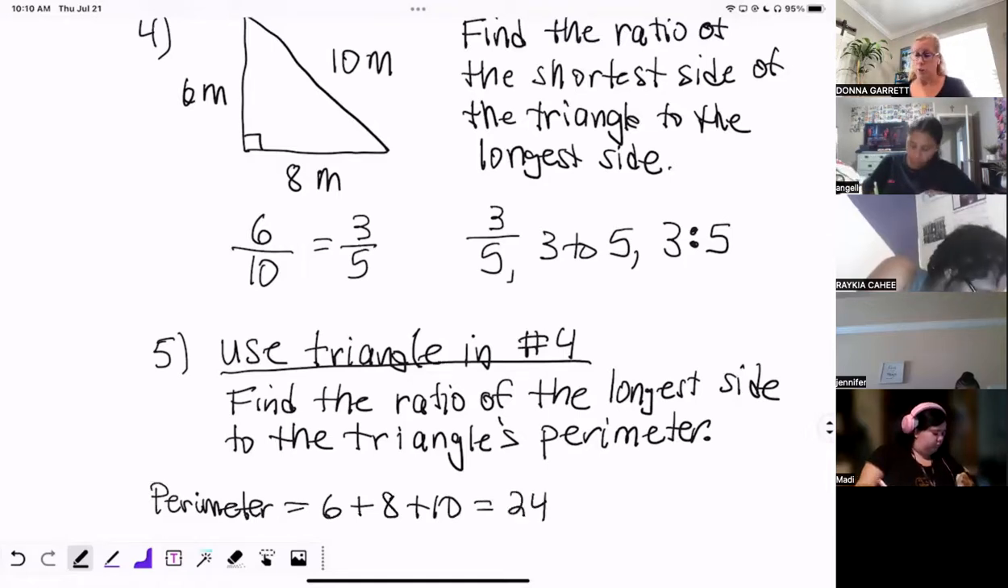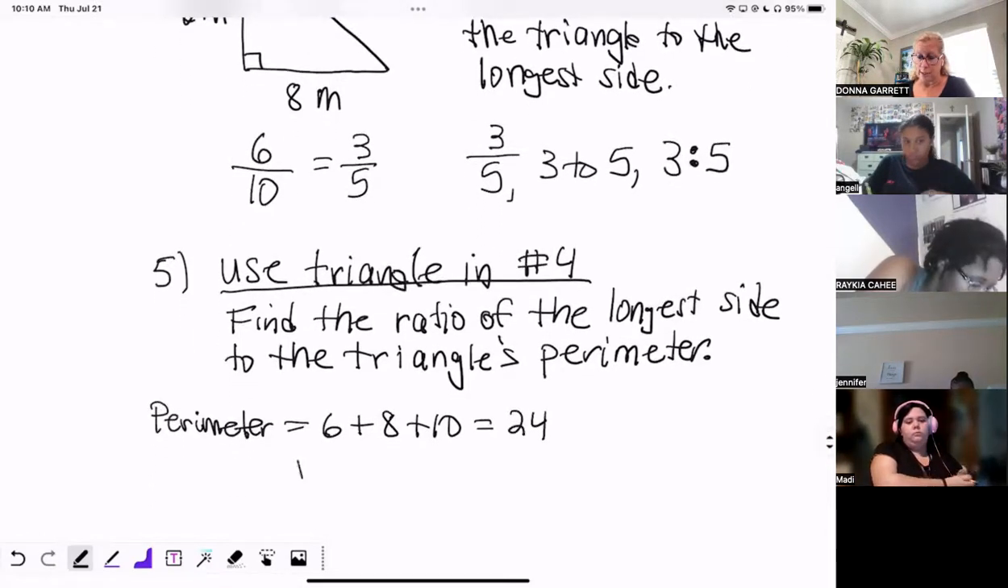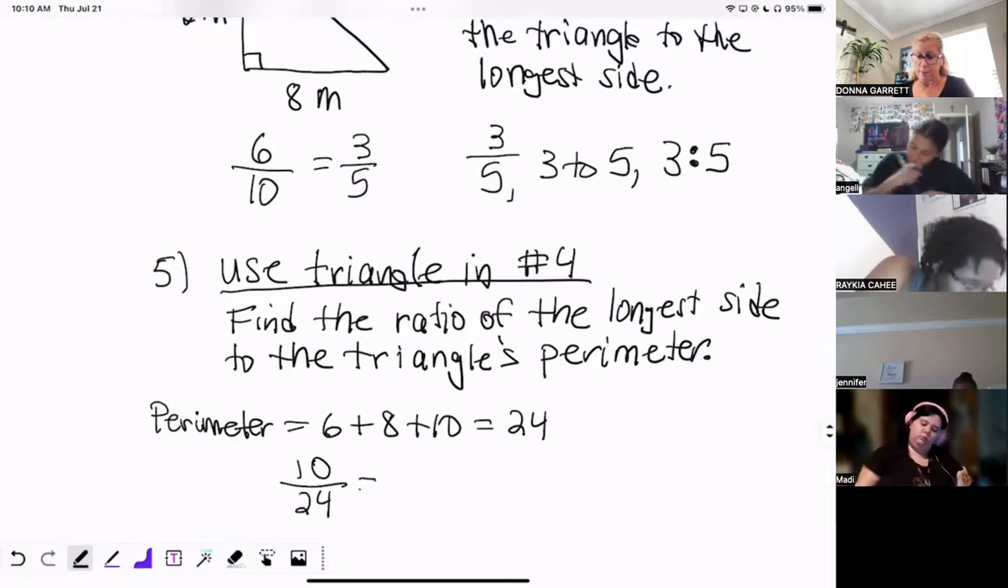So now we can do our ratio. Our ratio, I'll move this up a little bit because now we have our perimeter. Our ratio was the longest side to the perimeter. But we can simplify that too by dividing by 2, and we get 5/12.